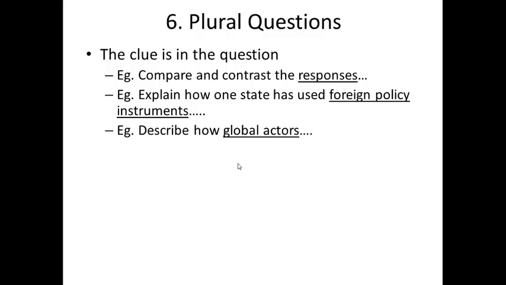So, the second one, explain how one state has used foreign policy instruments. You could do 2 marks about diplomacy as a foreign policy instrument, 2 marks on trade, 2 marks on aid. Make your job easier. You don't need to write a whole page just about diplomacy. So plurals, make sure you split it. Now one we already know is going to be a plural is ethical debates. It's always going to be debates, plural. You're never going to get ethical debate. So anytime you see an S, you know your response is going to be split in half or into thirds.